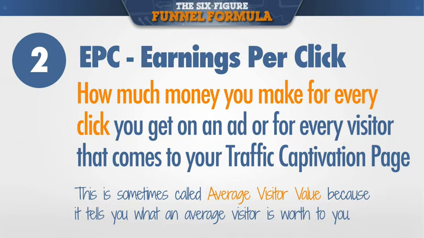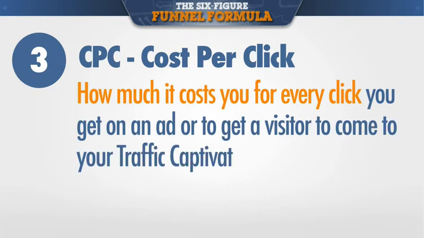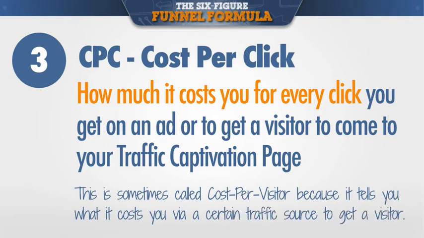This is sometimes also called average visitor value because it tells you what an average visitor to your site is worth to you. Now, the third and last number that we use tracking to know is CPC, or cost per click. Now, CPC tells you how much it costs you for every click you get on an ad or for every visitor that comes to your traffic captivation page.